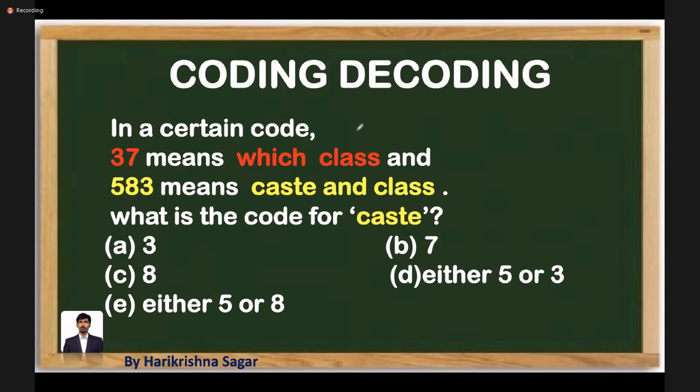In order to identify that, the best way of solving the question is to look for the common digit and common word. So in 37 and 583, 3 is common. In which class and caste and class, what is common? Class is common. That means 3 must be the code for class. So he's asking what is the code for caste. Caste and add should be 5 and 8, so we don't know exactly what is caste. Caste can be either 5 or 8. Mark your answer as option E. So how can we solve these questions is to look for the common terms.